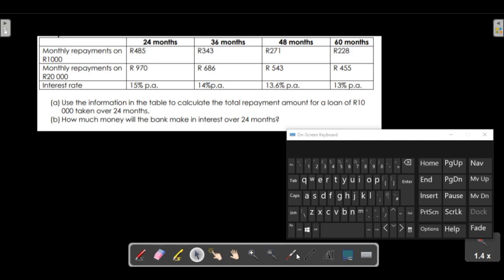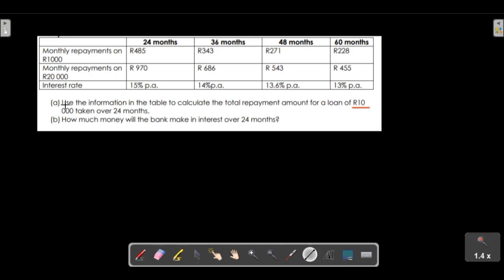Oh yes, there it is. Yes, it's 10,000. It didn't make any sense, so there should be another zero there. Okay, so this is what we have.